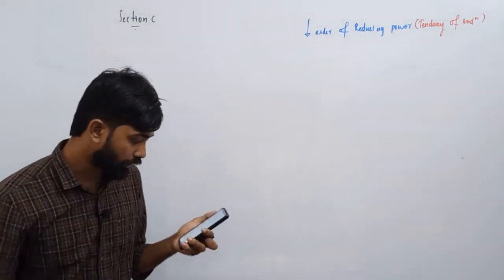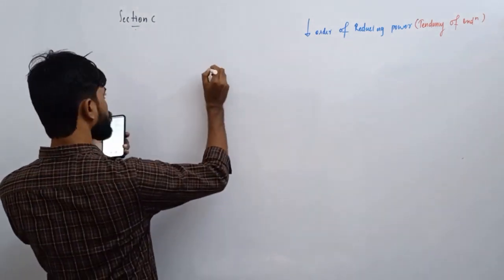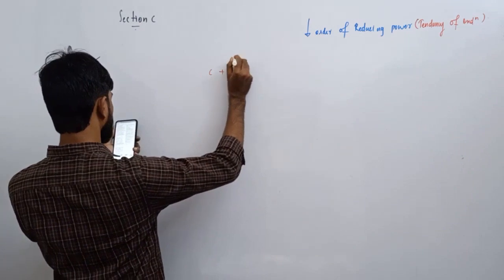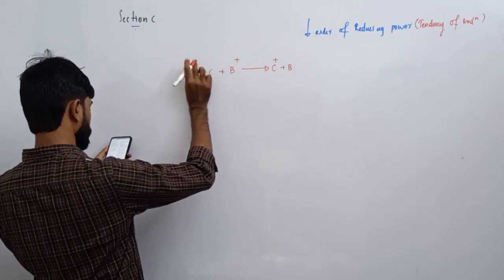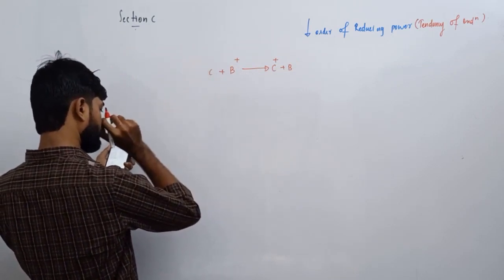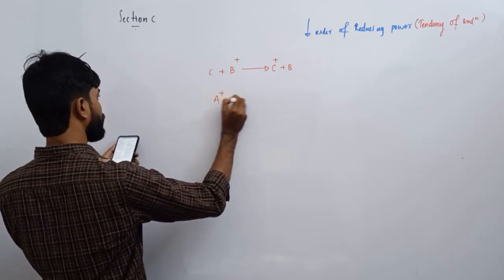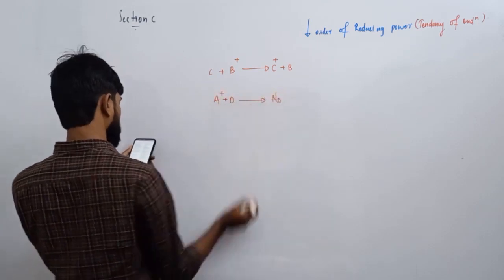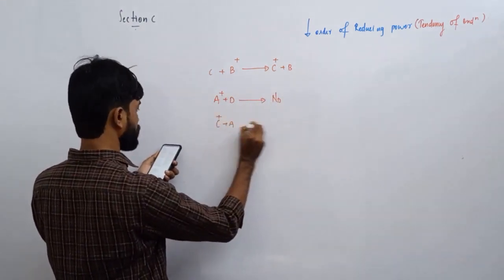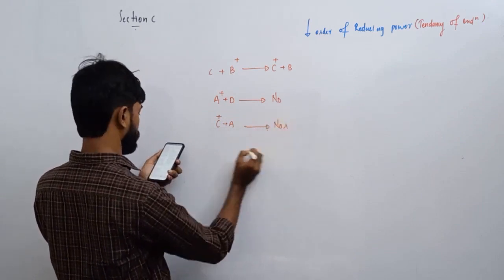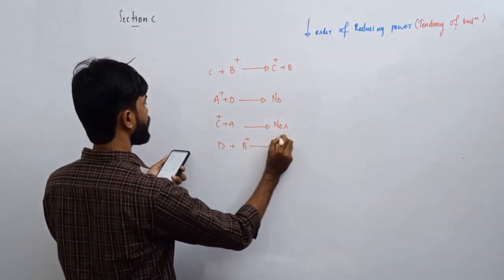So from the given data, we want to analyze which one loses electrons easily. The data are: C plus B+ gives C+ plus B, first one. The second data, A plus D+, no reaction. The third one, C plus A+, no reaction. The fourth one, D plus B+ gives D+ plus B.